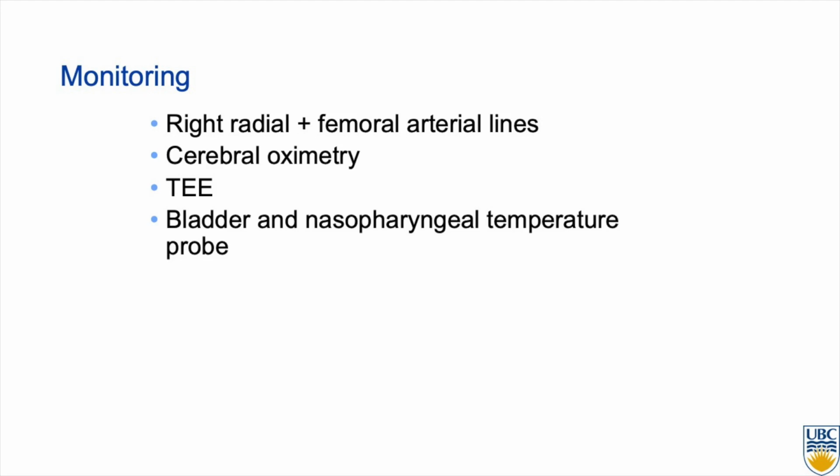TEE is always a good adjunct, as this can help you in assessing the level of aortic regurgitation, the localization of any wires that you may be using, as well as help in the weaning from cardiopulmonary bypass. A nasopharyngeal temperature probe is very important, and this is probably the most readily accessible temperature probe that will give you the best idea of cerebral temperature, which is what we care about the most, as well as a bladder temperature probe.